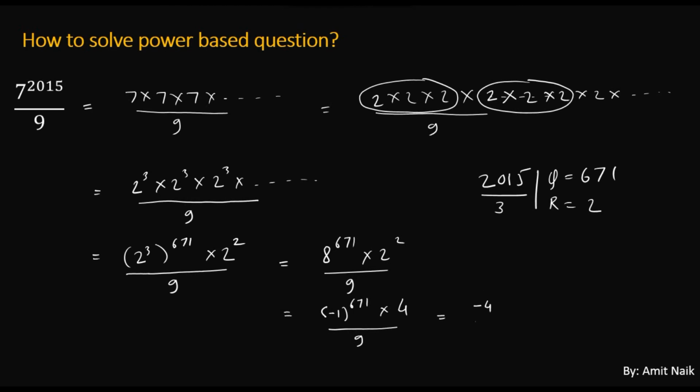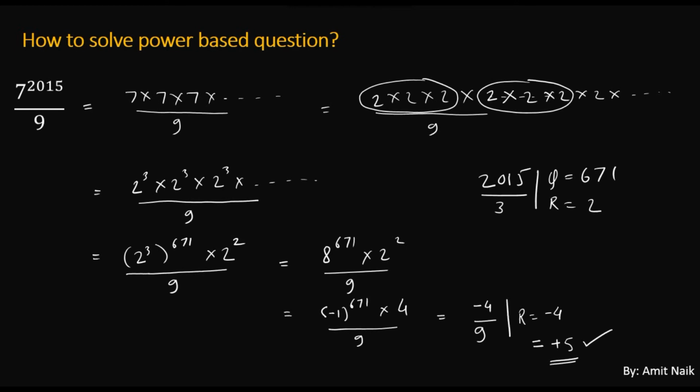So minus 4 by 9 is my final step, wherein again the numerator is smaller than the denominator. So minus 4 itself is the remainder. But as we know, we never answer the questions in negative remainders. So a minus 4 remainder means it should be plus 5. So the final answer should be plus 5 for this question.